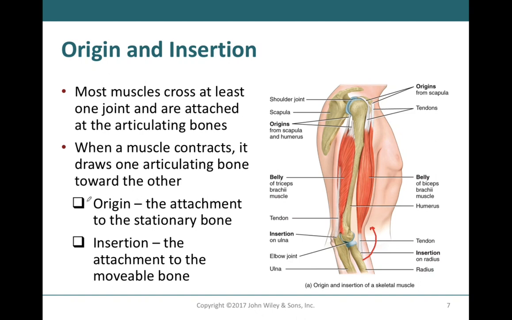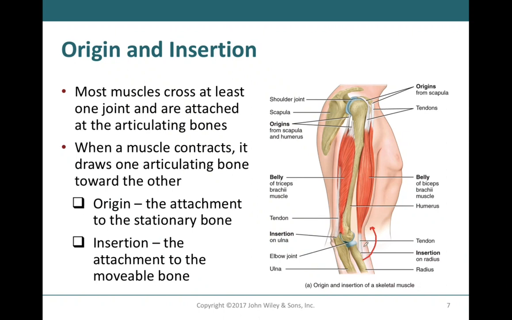The origin of a muscle is the attachment point to the bone that remains stationary throughout the movement. So for the biceps brachii muscle, our origin is going to be found up here, because the other end is going to be the bone that moves when this muscle contracts. So the origin is the attachment to the bone that does not move. The insertion, on the other hand, is the attachment point to the bone that does move. So this is going to be the insertion of the biceps brachii muscle. When this muscle contracts, this bone moves. And since this attachment is on the radius bone, this is going to be the insertion of this muscle.